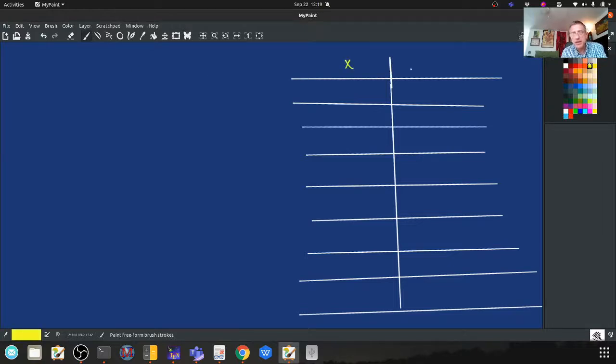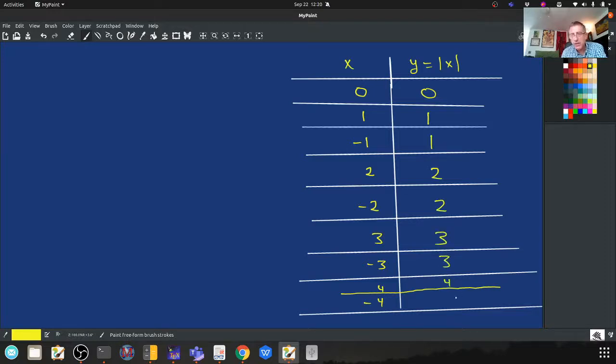Here's my x value. My y is the absolute value of x. So we want to use these observations. 0, 1, minus 1, 2. We're going to be getting 2 first here. Minus 2, 3, minus 3, 4, minus 4. So that's 0, 1, 1, 2, 2, 3, 3, 4, and 4. So let's actually plot that.